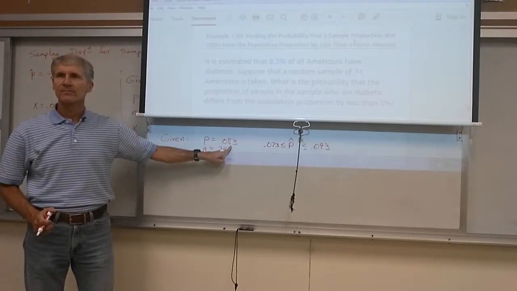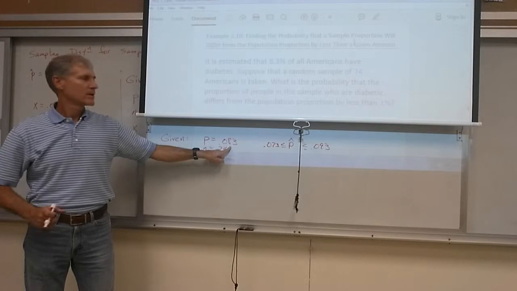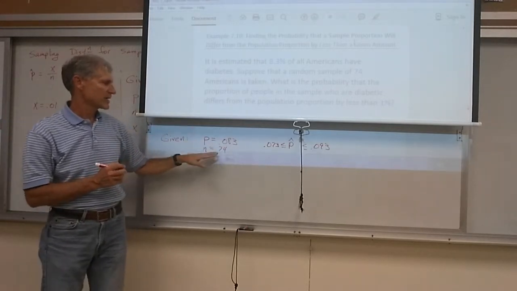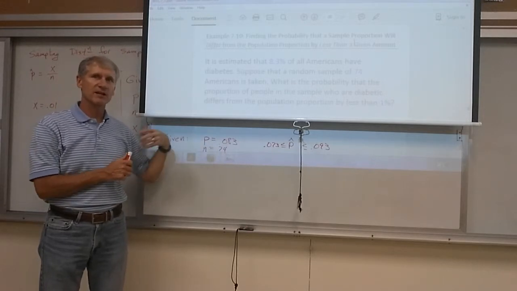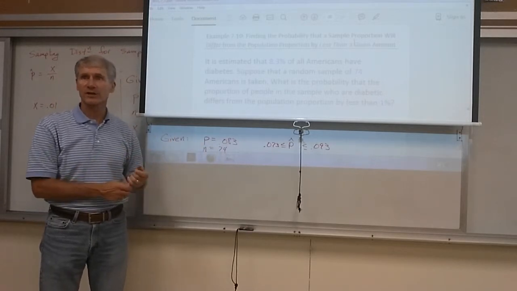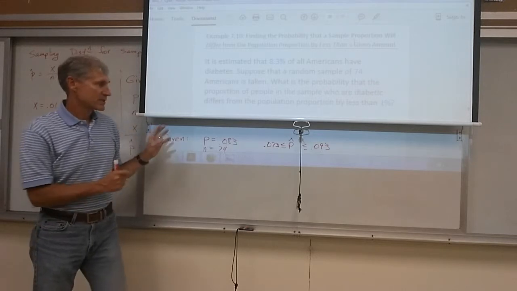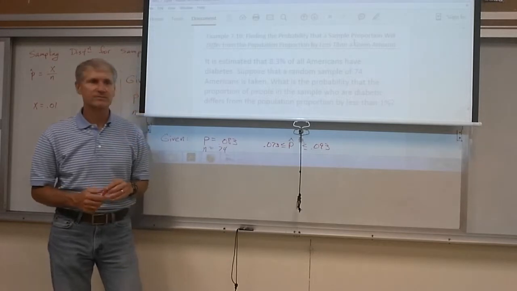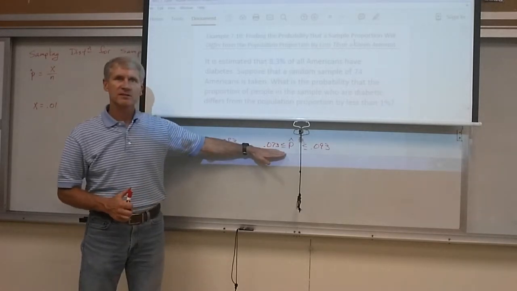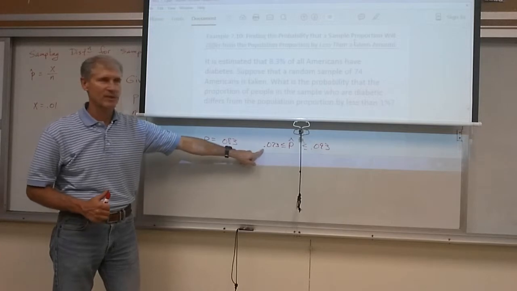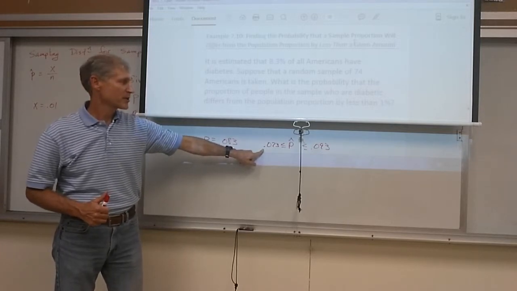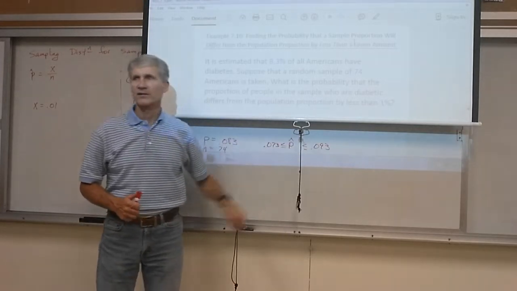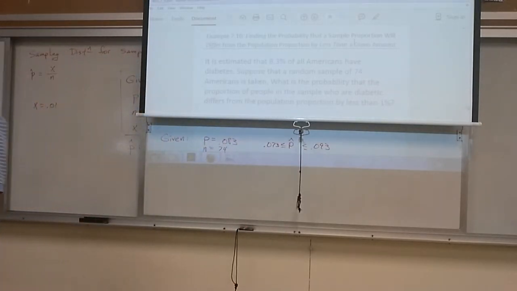You don't need X even for this problem. The only thing you need to do with X is determine whether you've got enough successes and enough failures to make this work. But the central limit theorem works with p hats, so you don't really even need to go to the x's. Does everybody understand this? That's what that statement is giving me. It's saying I want the probability of being between 0.073 and 0.093. Everybody get that? All right.